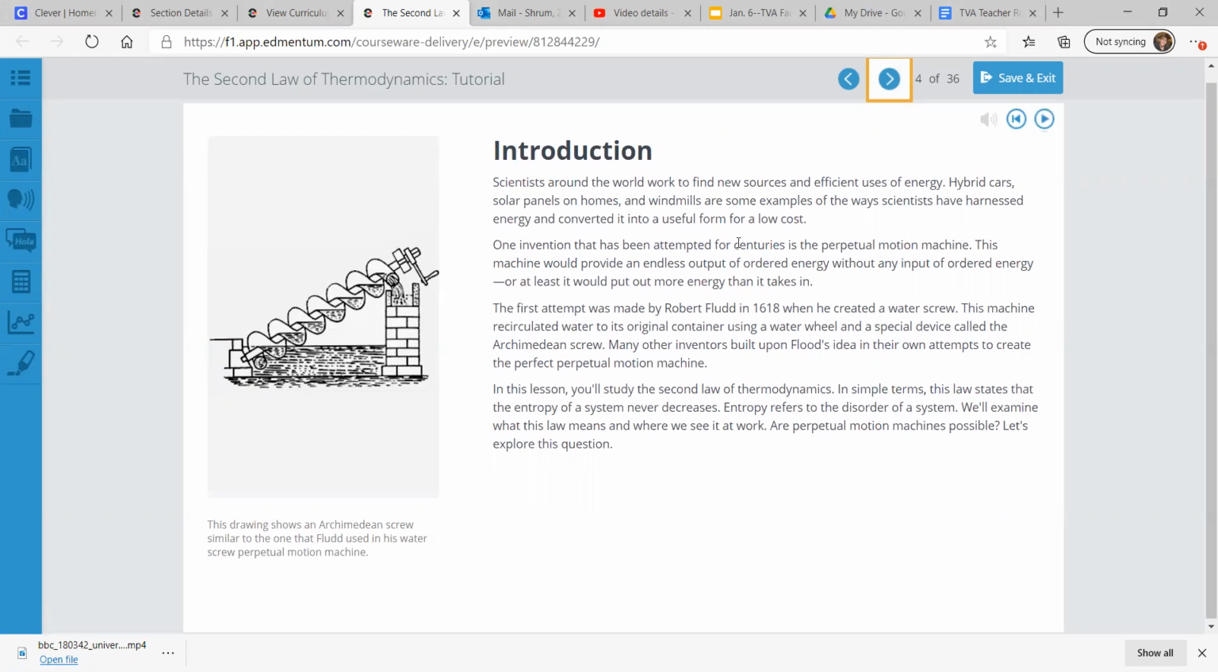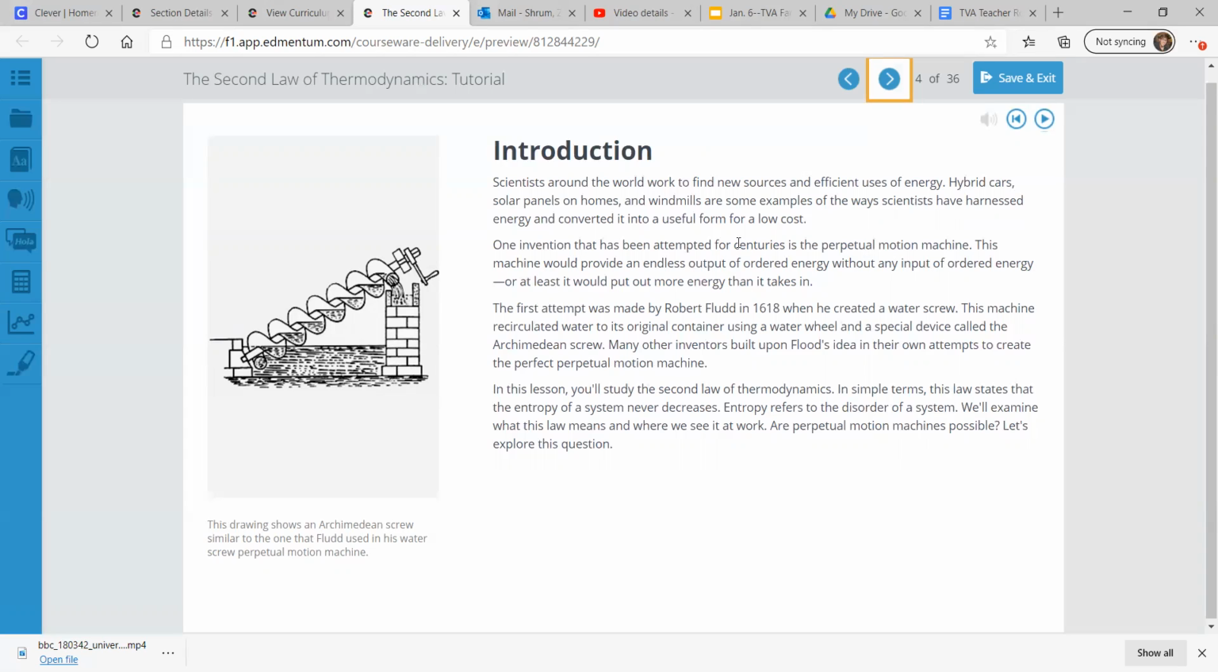Scientists around the world are trying to find new sources and efficient uses of energy. So I'm sure you see on the news or on YouTube, hybrid cars, solar panels on homes, windmills, and those are just some examples of the ways scientists have harnessed energy and converted it into something useful for us at a low cost. That's the idea. We want to find a way to harness energy, make it useful for us, and hopefully that's not expensive to do.